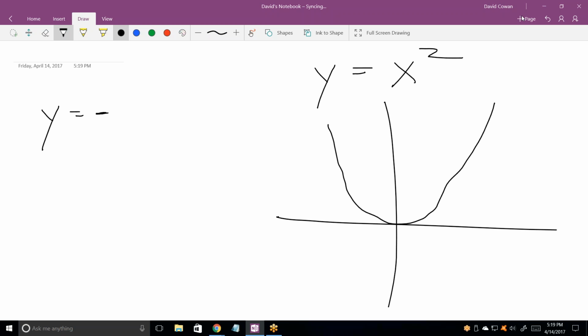One is to put a negative sign in front. That acts as a vertical reflection. Same exact shape, it's just the curve is reflected over the x-axis.